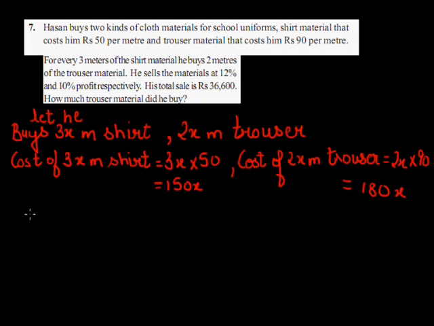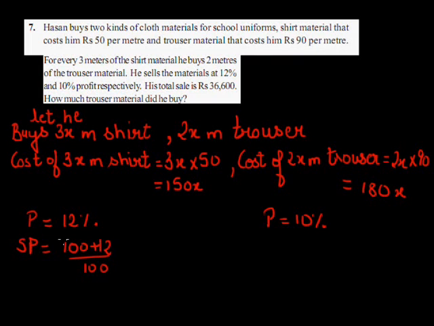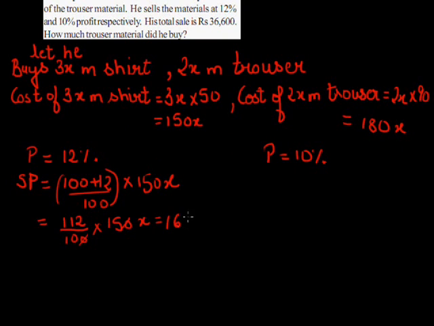Now the profit on shirt is 12%, and in the case of trouser the profit is 10%. Now cost price is given to us and profit is 12%, so I can calculate the SP. Selling price will be equal to 100 plus gain percent upon 100 into cost price. So 100 plus 12 upon 100 into cost price, that is 150x. I can calculate SP as 112 upon 100 into 150x. Now SP will be equal to 168x.